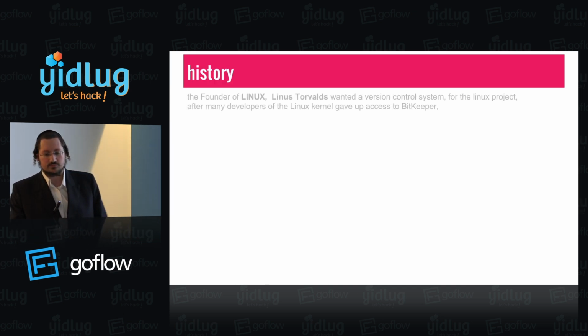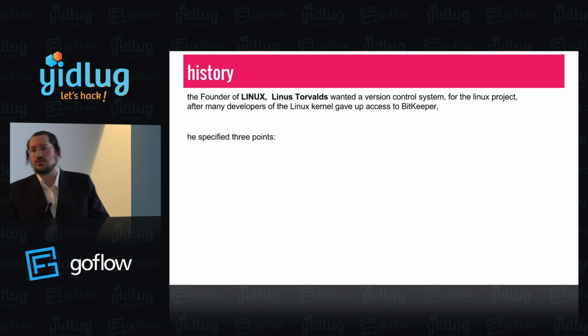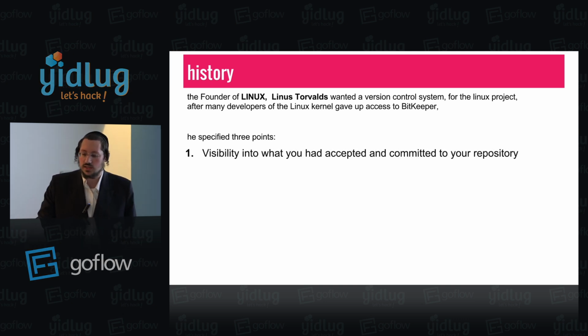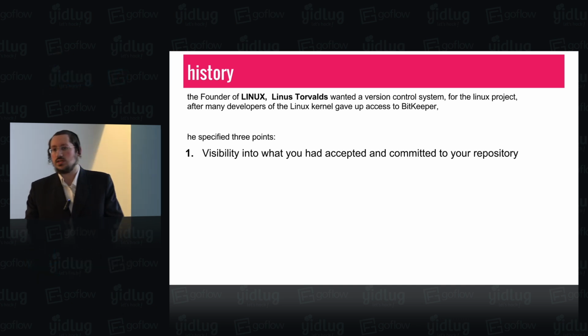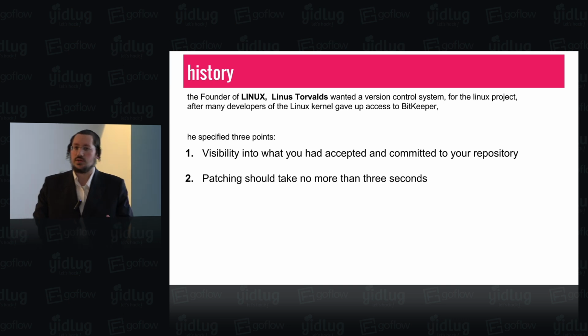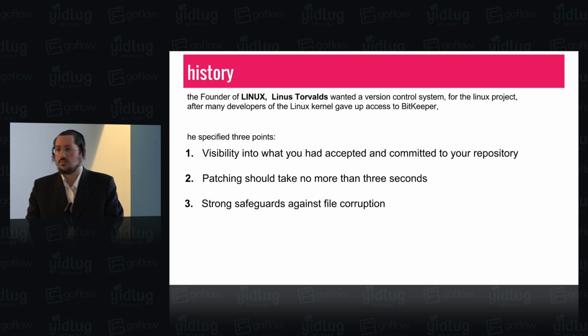The history of Git. If you are familiar with Linux, Linus Torvalds used another software, and at some point he wanted to give it up. So he started developing a new version control system, and he specified 3 points. First, visibility, to see who committed the changes, etc. Patching should be very easy, taking not more than 3 seconds. If you are familiar with other types of version control, it's a very long process to make patches. And then strong safeguards against file corruption.